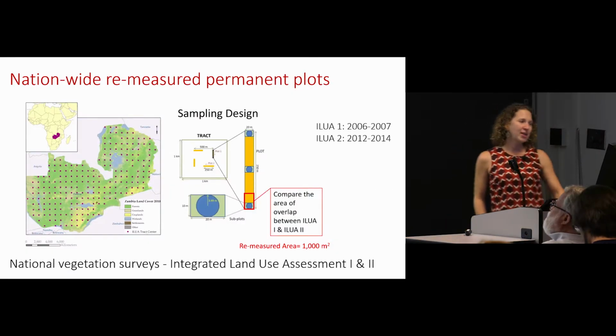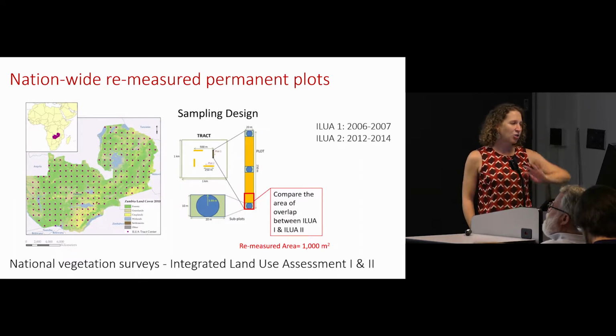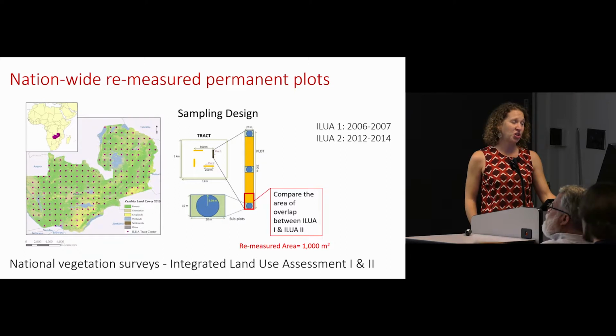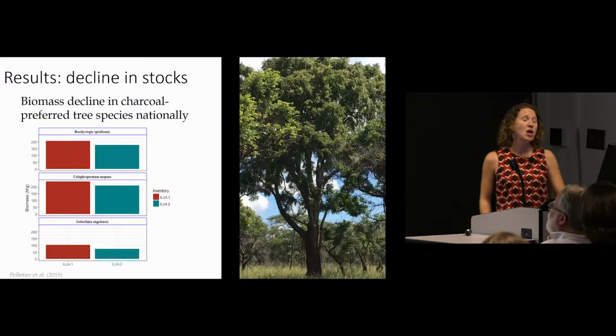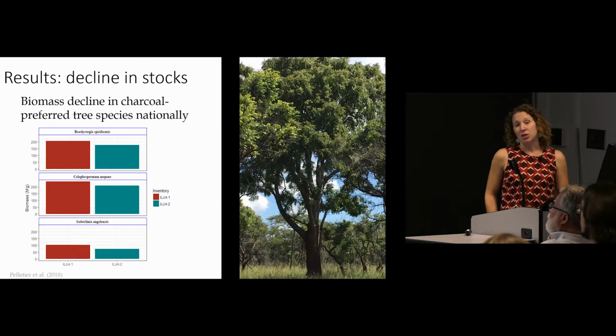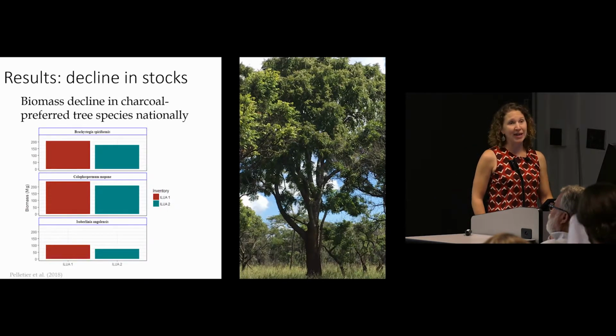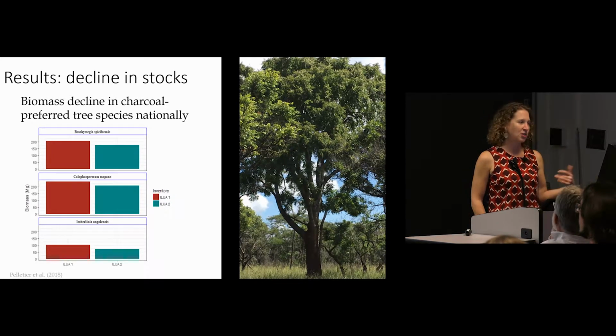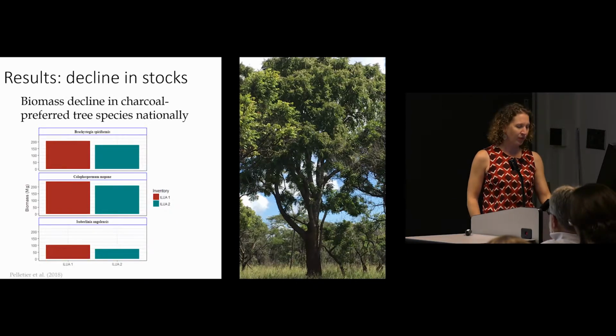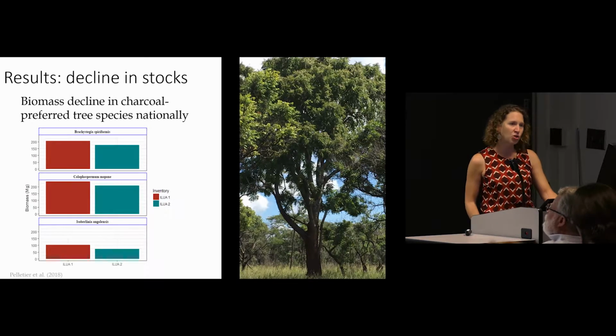So the inventory, this is the sampling design. It was covering the whole of Zambia, and the vegetation was measured in those plots and remeasured about 7 years afterwards. So there's a measurement difference, and we use that to look at biomass difference in some charcoal preferred trees. And what we find nationally is a decline in these three very important charcoal preferred species. So there's definitely a decline in biomass for those species that are preferred for charcoal between the first inventory and the second inventory.